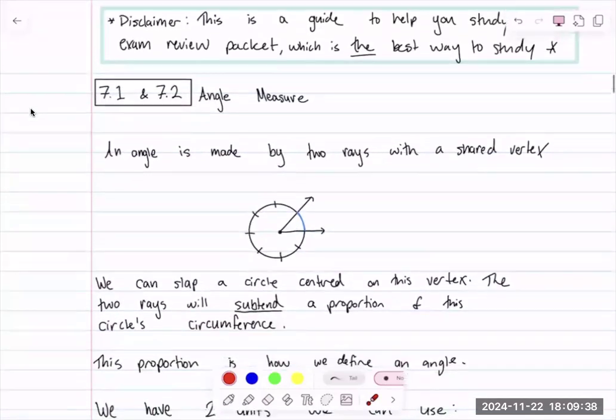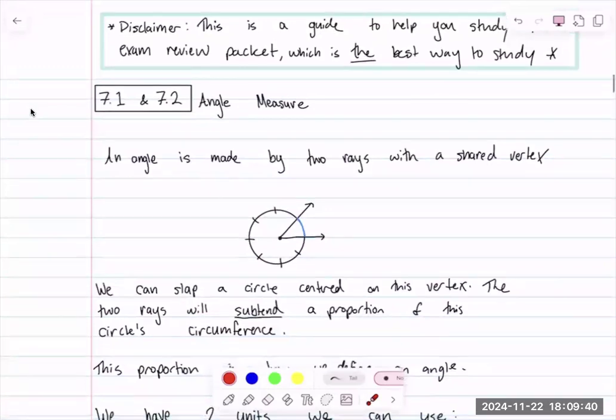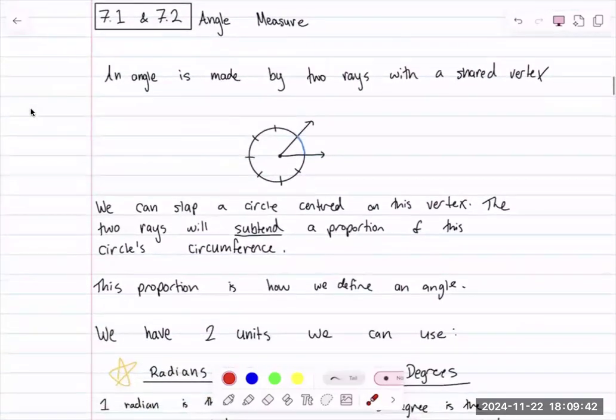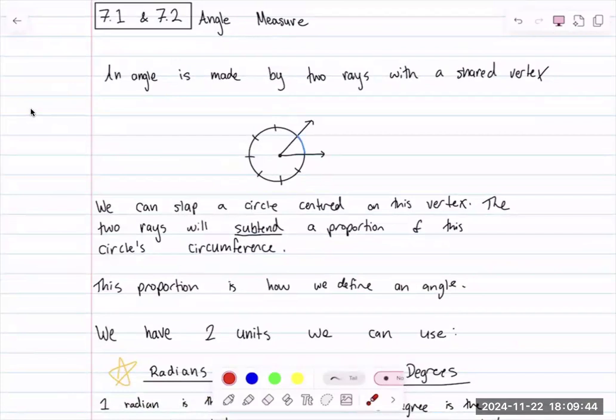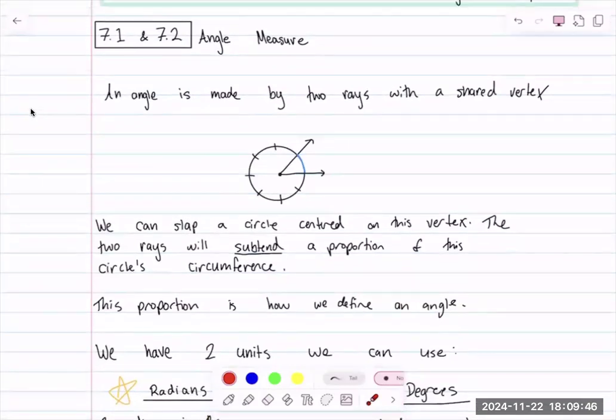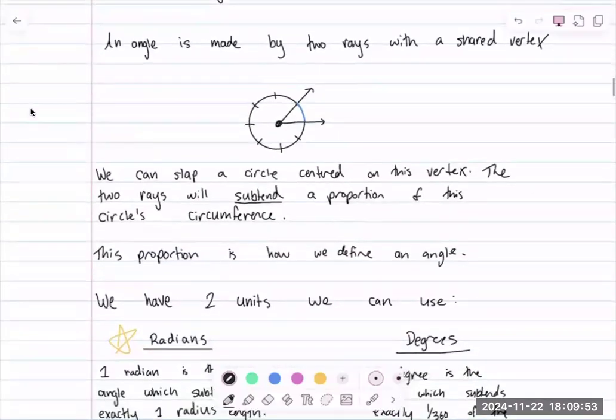We started off Unit 7 with 7.1 and 7.2, which was about angle measure. So remember that an angle is made by two rays, which I've drawn here, together with a shared vertex. They meet together at this point right here. We can slap a circle centered on this vertex, and these two rays will subtend, or in other words, trace out a proportion of this circumference.